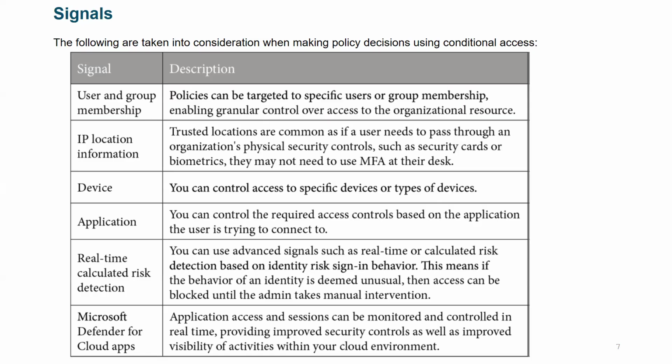So with IP whitelisting, they can access your resources only from their building location. The IP location information, right? If users are working from home, they can't access your resources. They can access only from the office. The network team can create IP whitelisting, IPsec rules, between your data center and their data center. Trusted locations are common: if a user needs to pass through an organization's physical security controls, such as security cards and biometrics, they may not need to use MFA at their desk.